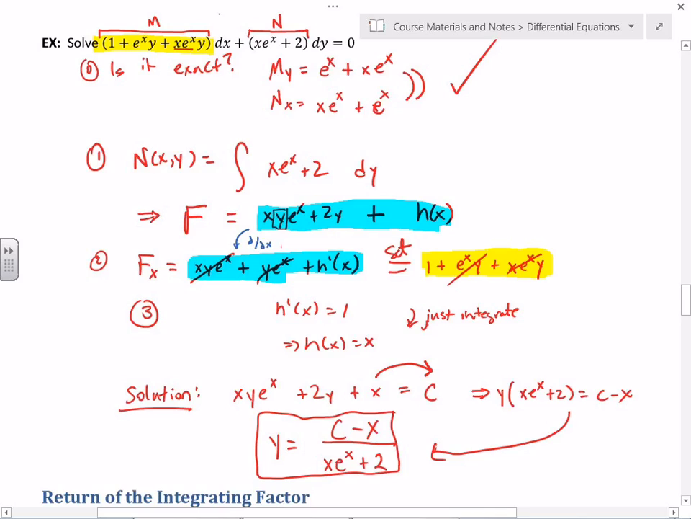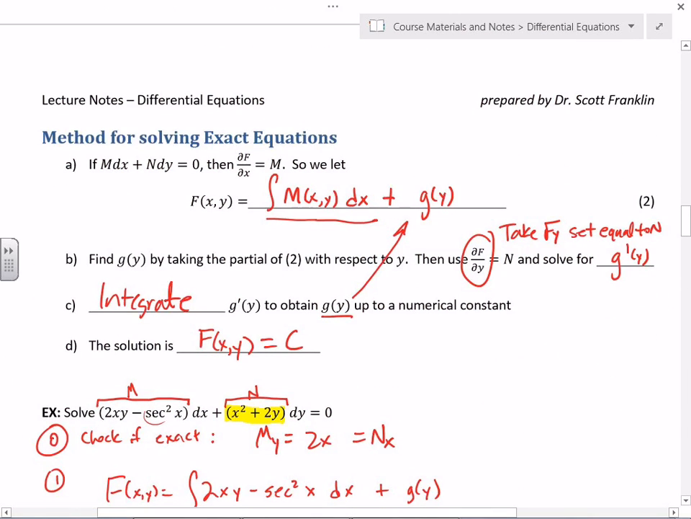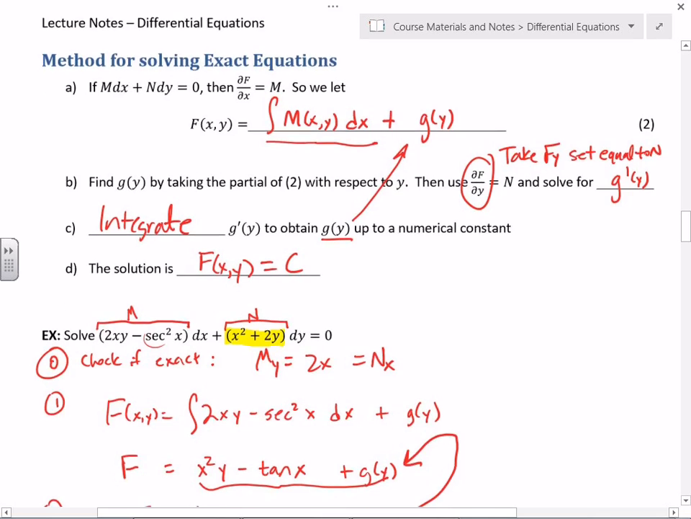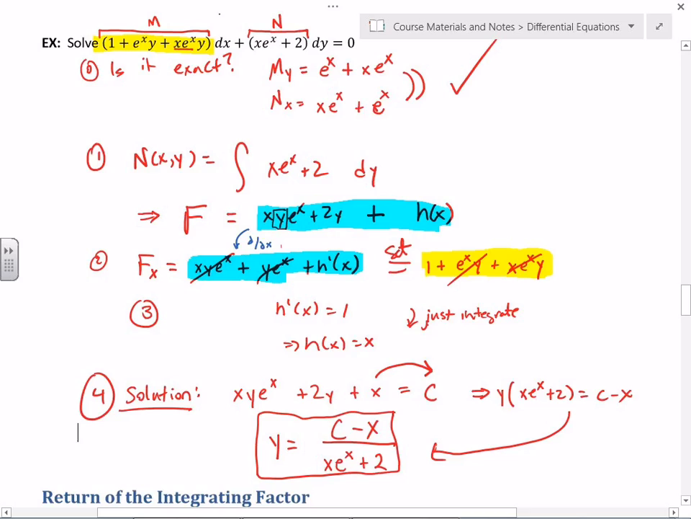Questions about that? Yes, sir. Last question we had, 4 steps. What did we miss? Oh, 4 is writing the solution. So if you go back up to my list of steps, first thing I do is integrate, then I take a partial and set it equal to the other differential, then I integrate again, and then I write the solution. Integrate, partial, integrate, solution. Technically, there's 5 steps there, but that didn't include the 0 on my list of steps.